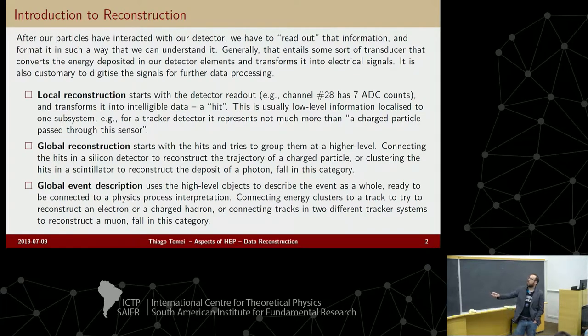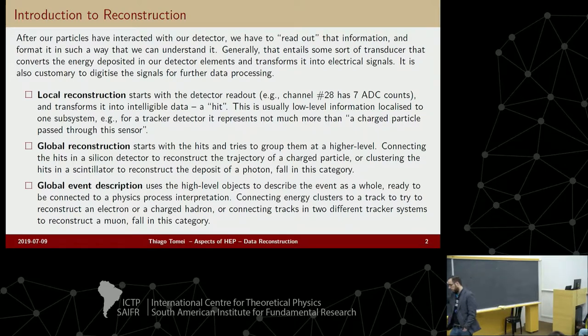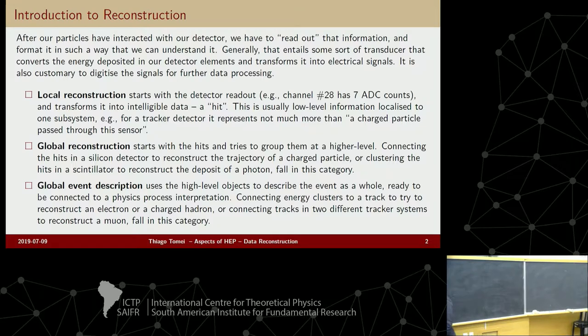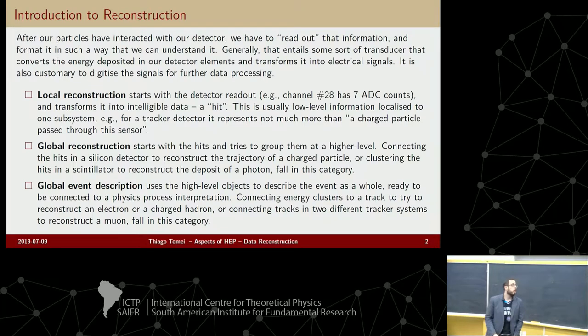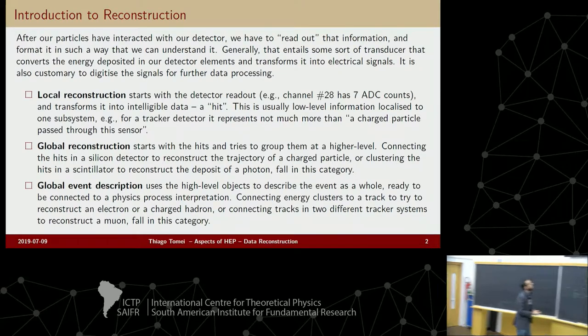I want to make a distinction here. It's not the only possible distinction that we can make, but it's useful for pedagogical purposes. Local reconstruction starts with the very act of reading out the detector. Namely, you have this charge deposited in a plate at the end of your photodiode or something like that. How do you actually get this charge out in the form of a signal? This is extremely detector dependent.